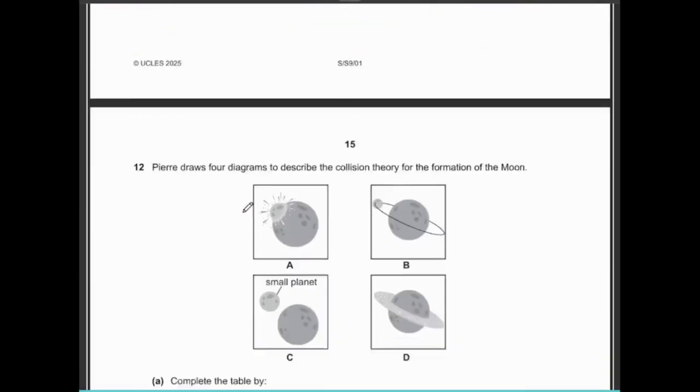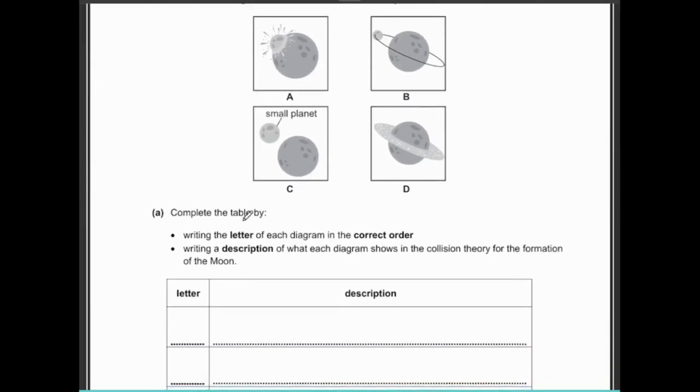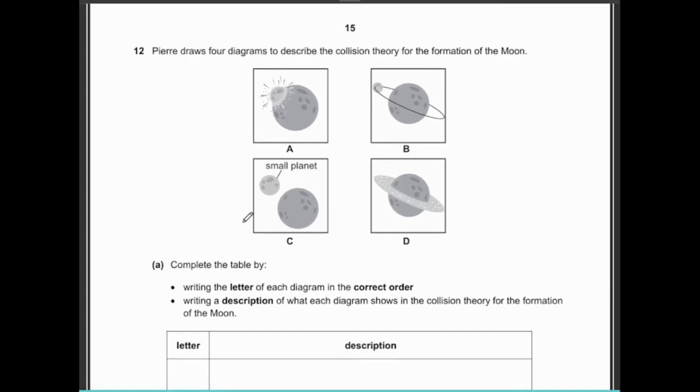Now let's check out the next question. What do you have in 12th? Oh, earth and science. Okay, so there are 4 pictures, and they are saying describe the collision theory for the formation of the moon. If you have checked the earth and space topic, here you can see there is a random sequence, A, B, C and D.